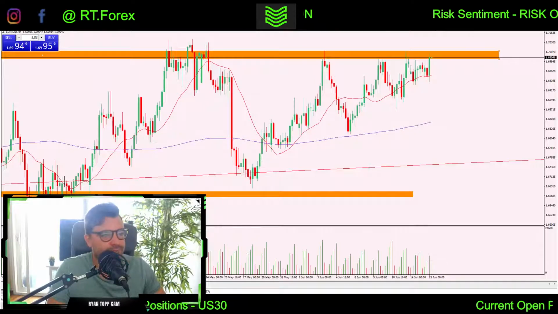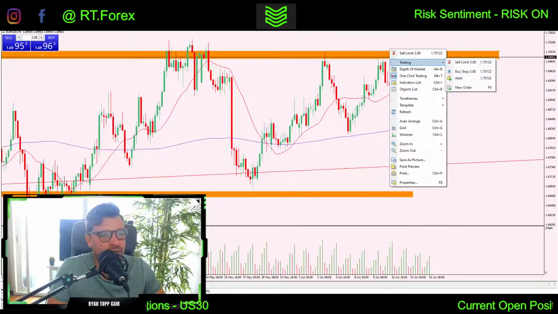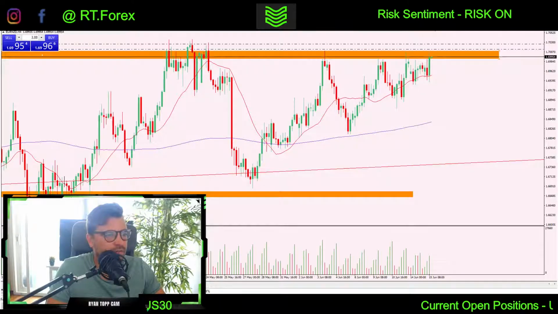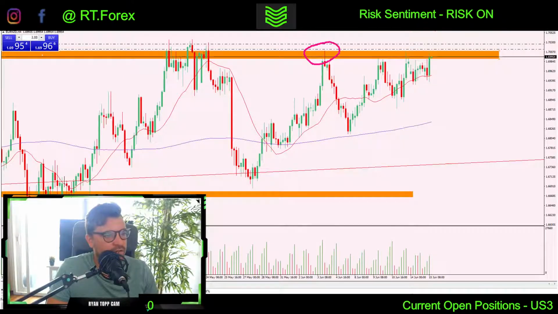3.88. Buy stop, just above that wick. This wick here.